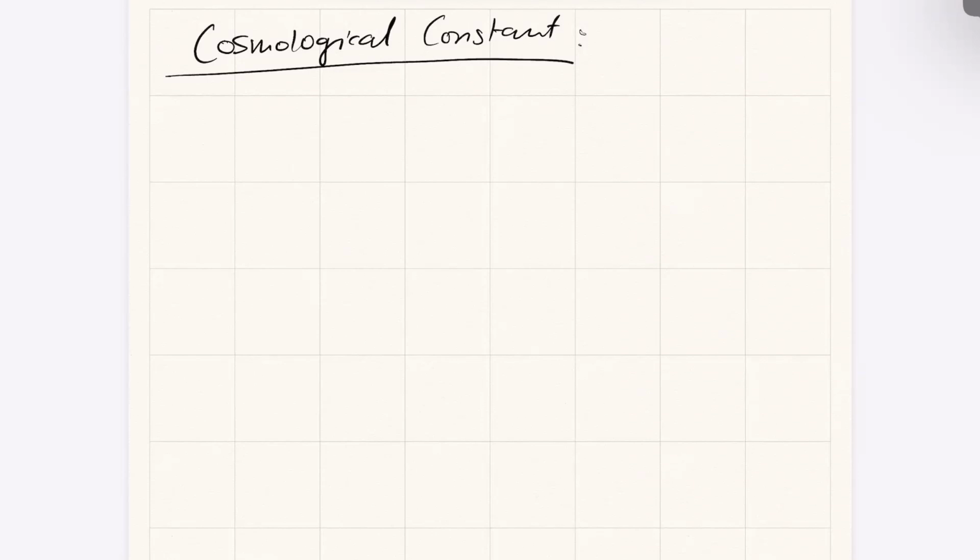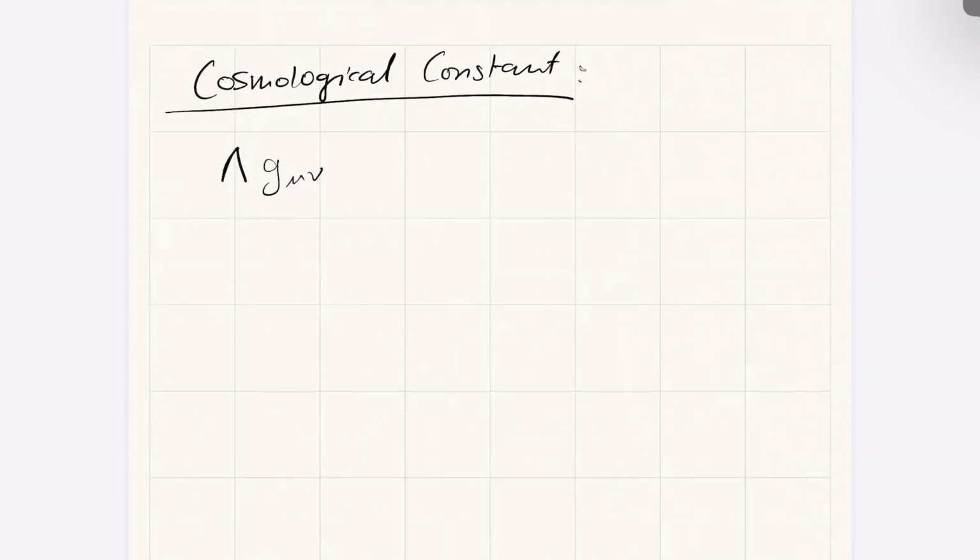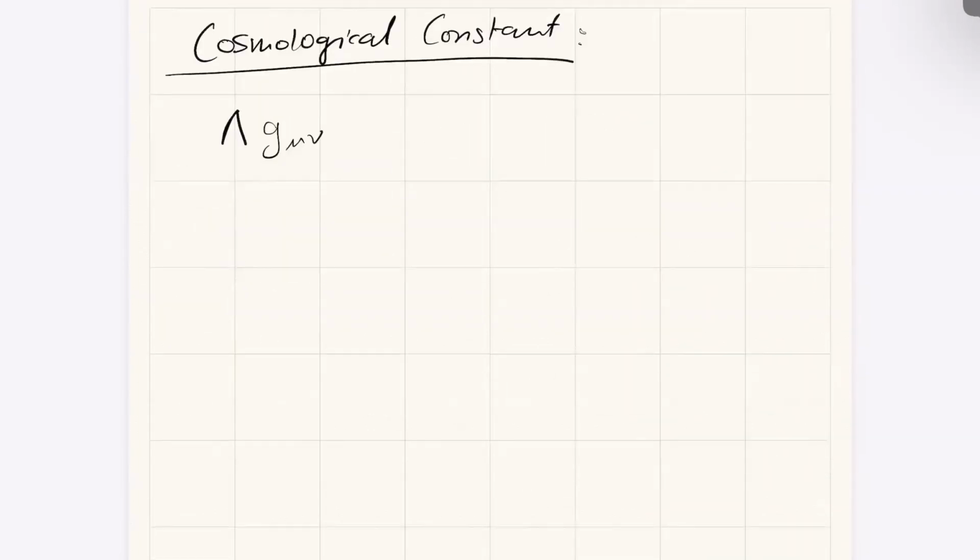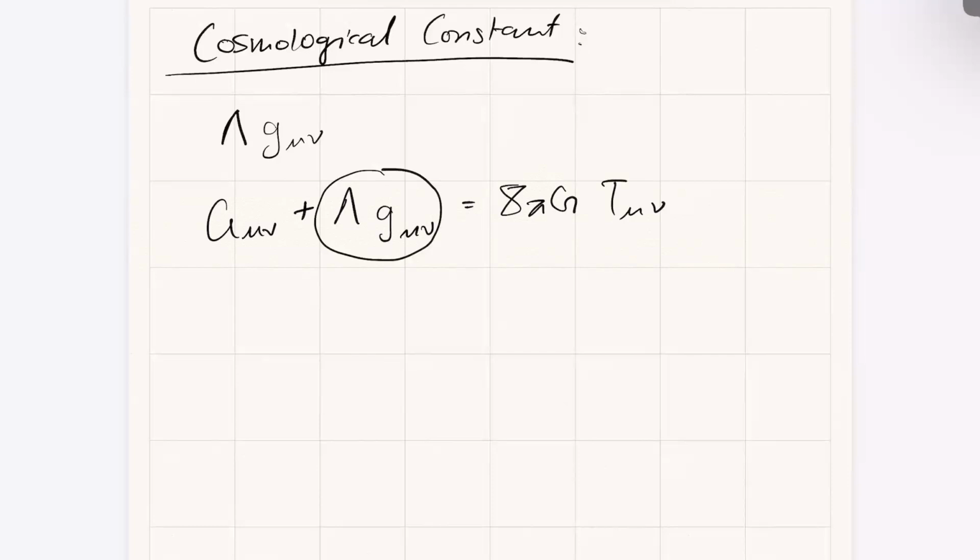So therefore, let's see what happens. What we do is we take a term of the form lambda g mu nu, and the reason why we add the g mu nu is to be Lorentz invariant with the other indices on the other hand side, right? So let me write down Einstein's equation over here so that you can relate to it. Right, so we add an extra term over here which contains the cosmological constant. The reason why I have g mu nu over here is to be consistent with the indices on all sides.